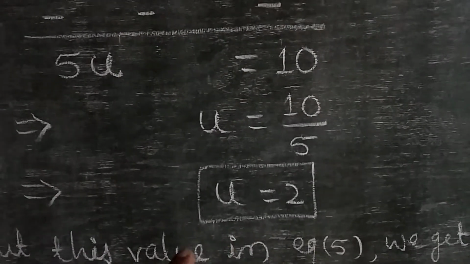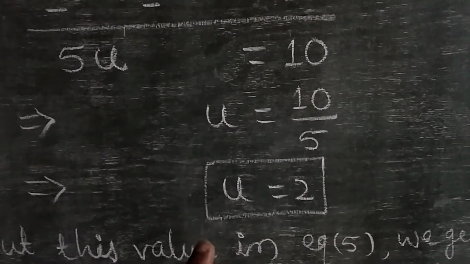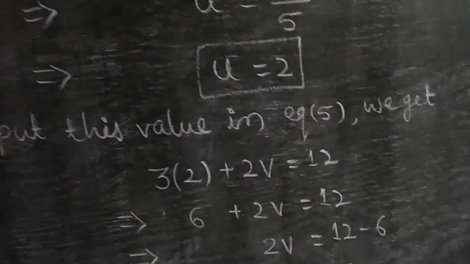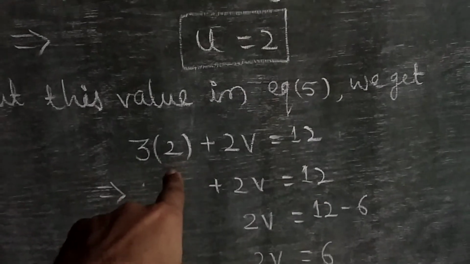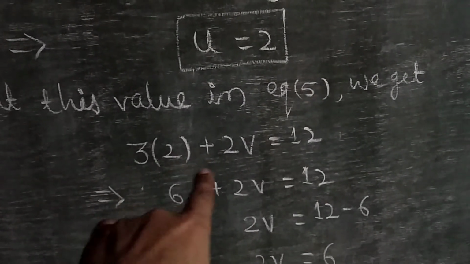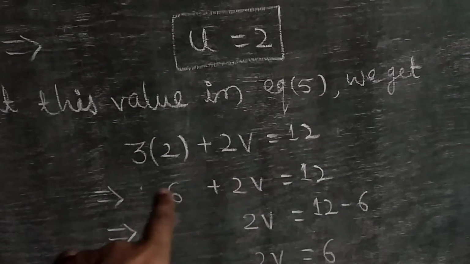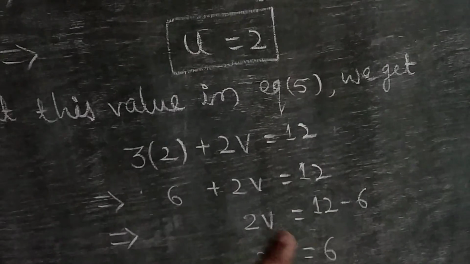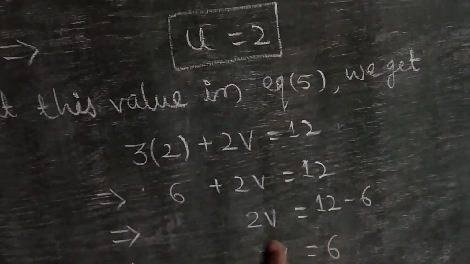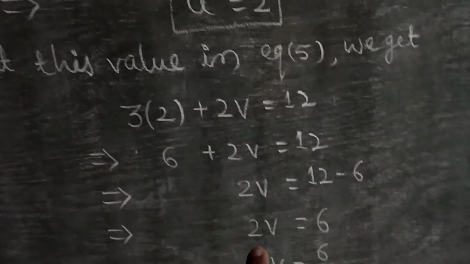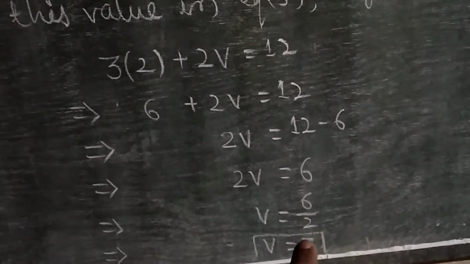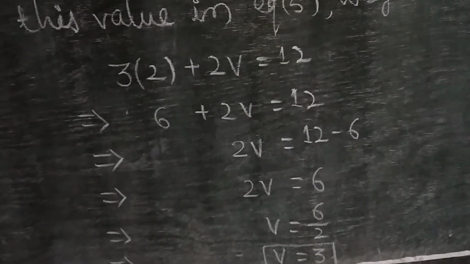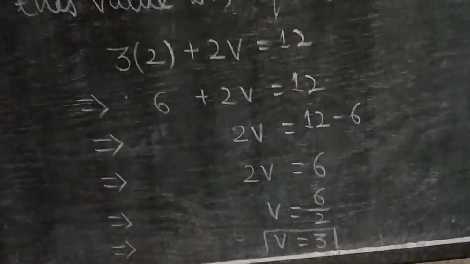Now we'll put this value in either equation 5 or equation 6. I am putting this value in equation 5. We get 3 into 2, in place of u we have written this value, plus 2v as it is, equal to 12. Now 3 into 2 becomes 6 plus 2v equal to 12. Transferring 6 to the right hand side, it becomes minus 6. So 2v equal to 12 minus 6, 2v equal to 6, and v equal to 6 upon 2, that is v equal to 3.